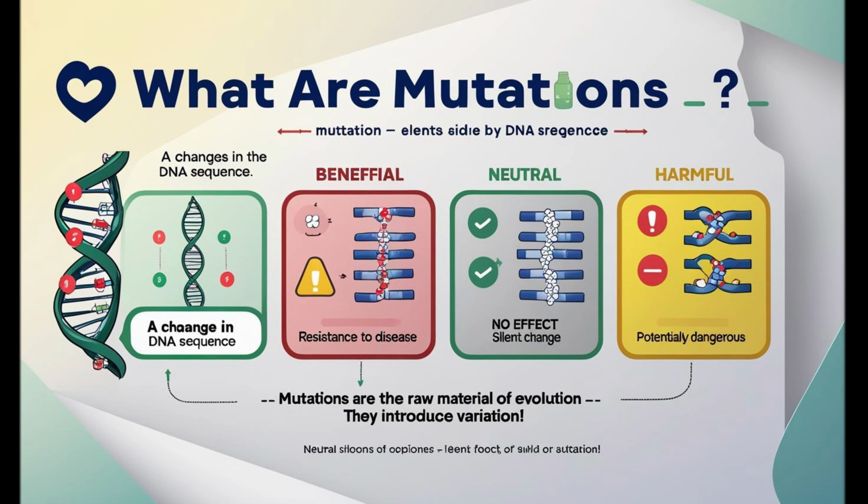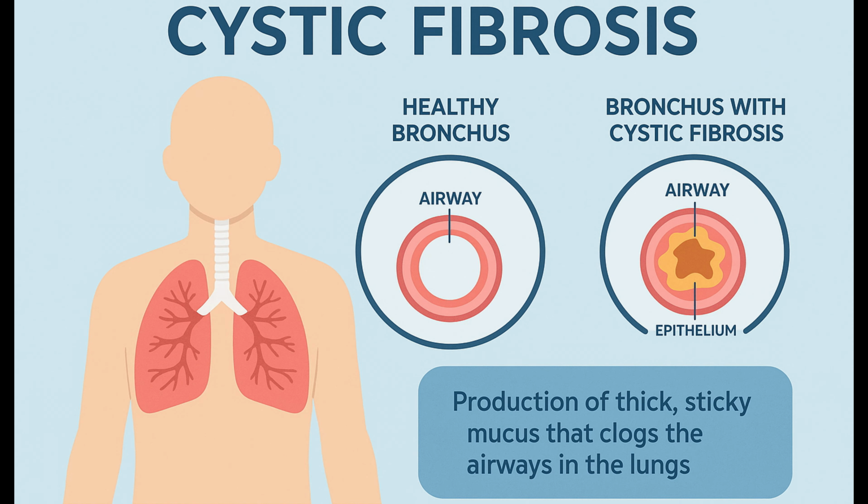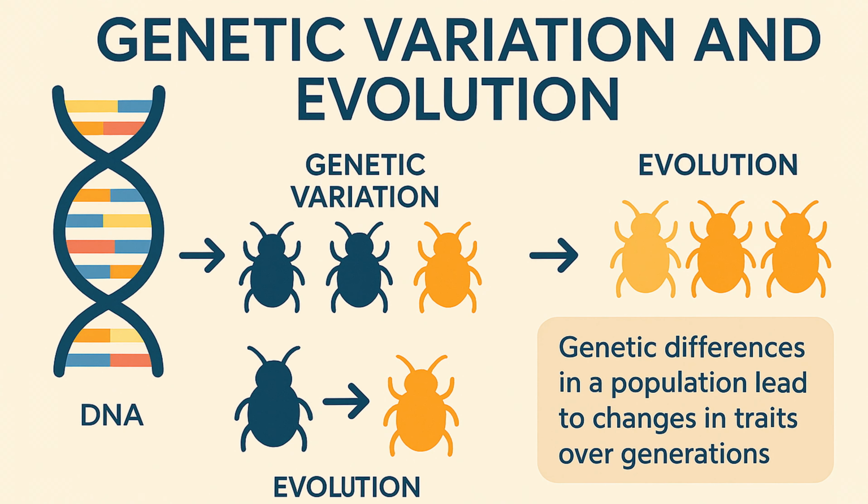Sometimes, changes occur in the DNA sequence. These are called mutations. Mutations can be sometimes beneficial, increasing survival, for example, resistance to disease, and sometimes neutral, having no effect, and sometimes harmful, causing diseases like cystic fibrosis. Mutations are the source of genetic variation and thus evolution.